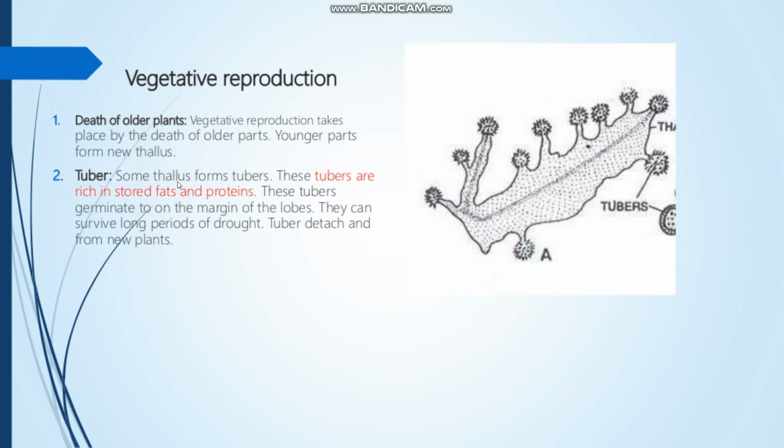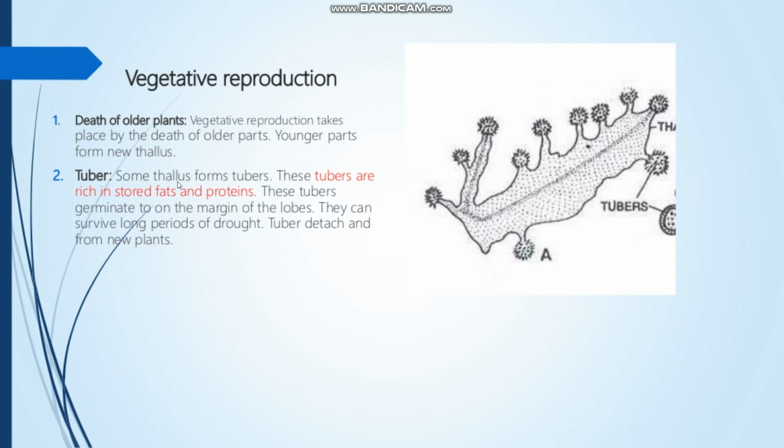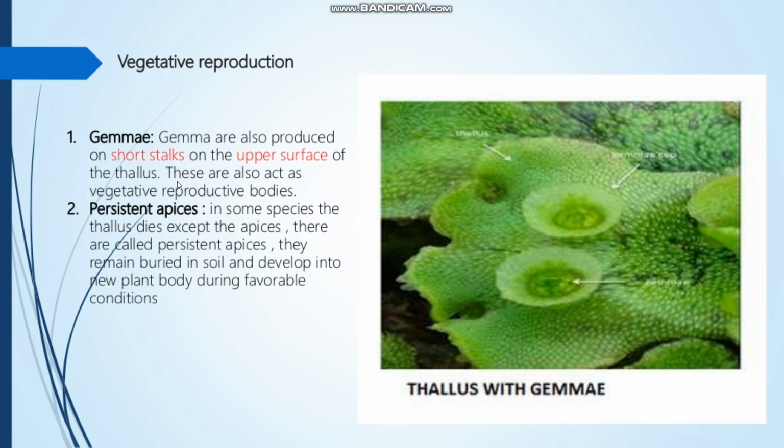The second is tubers. Some thalli form tubers, which are rich in stored fat and protein. These tubers develop on the margin of the lobes, so they can survive long periods of drought. Tubers detach and form new plants. Vegetative reproduction is also by gemmae.